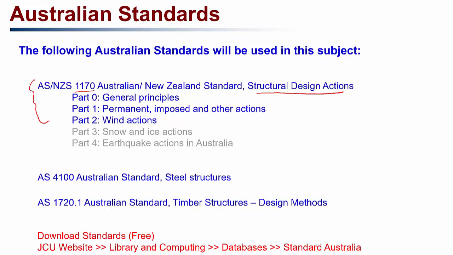So please download these codes from Standards Australia through the JCU library. It is free, and you have to print it out because you need to bring them into the lectures and also tutorials, and you are also allowed to take them into the exams. So print it out if you haven't yet, and bring it to the lectures from now on. And as we go on, for the steel structure we use Australian Standard AS4100, and for the timber structure we use Australian Standard 1720.1. We'll come to that as we start teaching steel and timber, but for now you need to have at least 1170.0, .1 and .2 downloaded and ready to use.